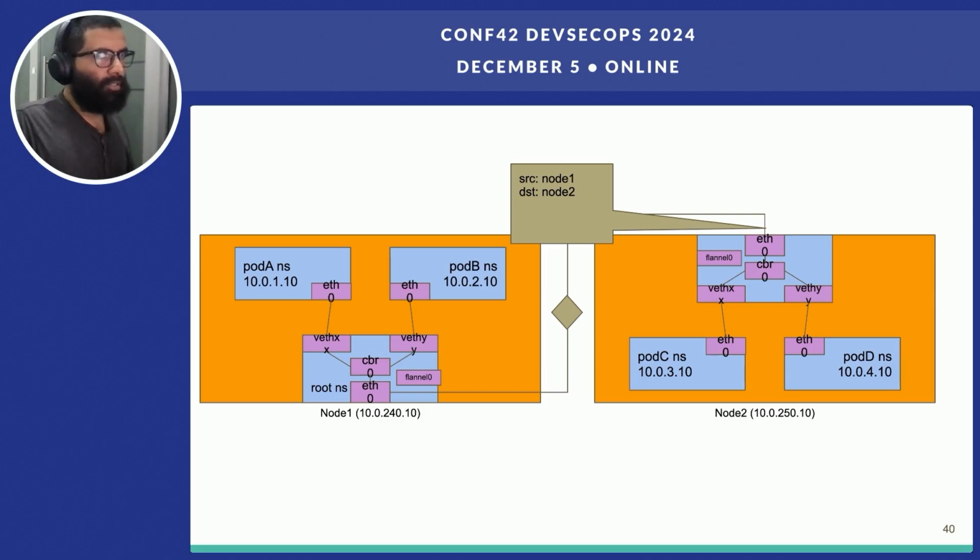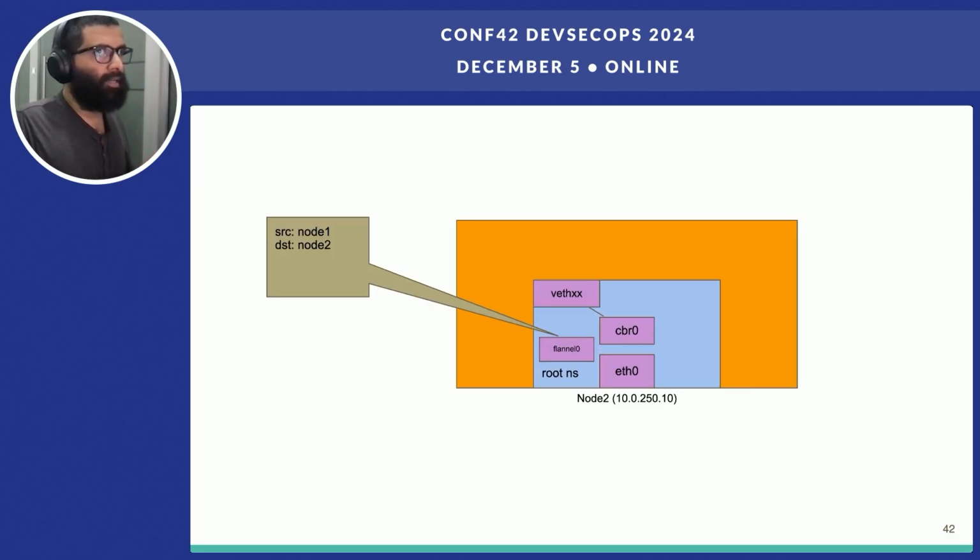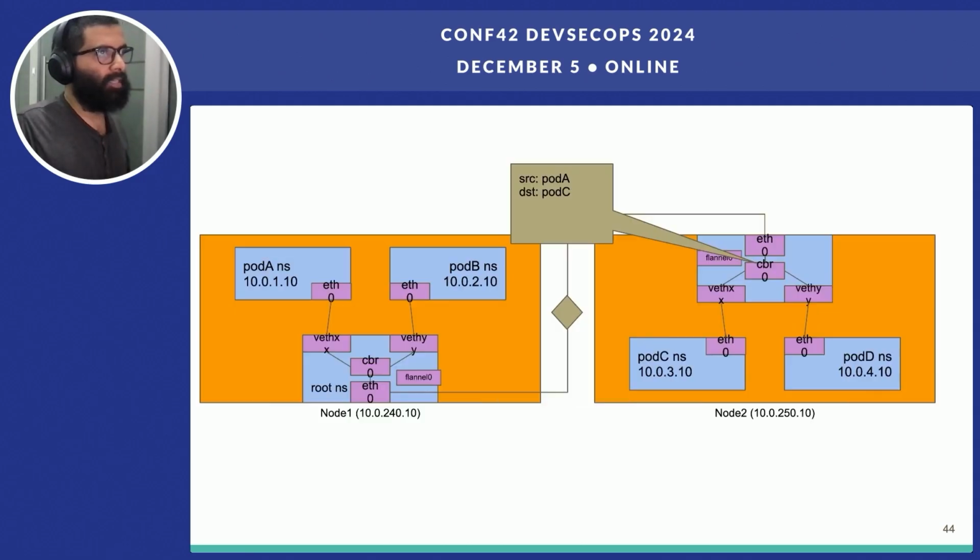The magic of encapsulation is undone here. Flannel will again look up in its map and change the source and destination addresses of this packet. So the source becomes IP of pod A and destination becomes IP of pod C. And the packet will follow the same path it did before and eventually reach pod C. So this is how an overlay network would function in a Kubernetes cluster.